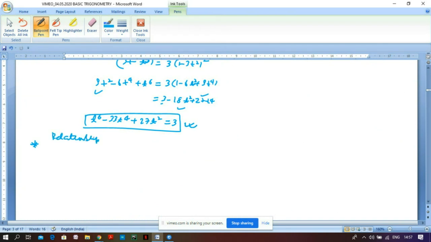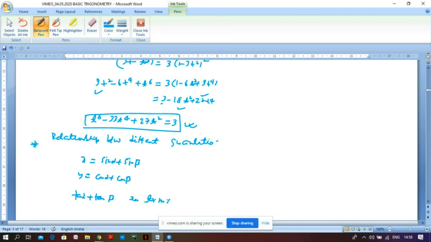Sometimes, the relationship between different quantities. As an example, we have that x is given to be sine alpha plus sine beta, y is given to be cos alpha plus cos beta, and you have to find tan alpha plus tan beta in terms of, obviously, x and y.